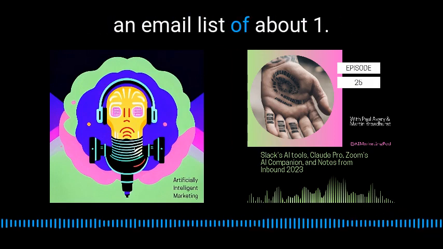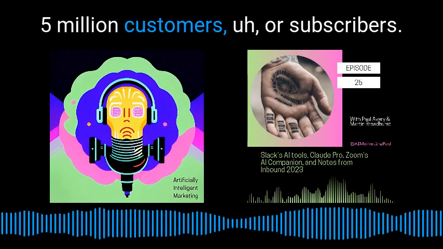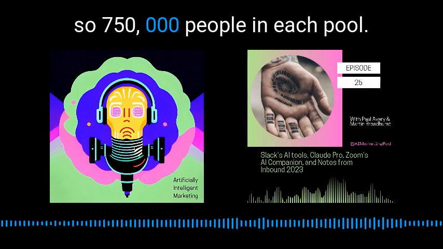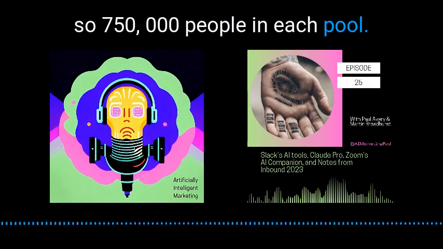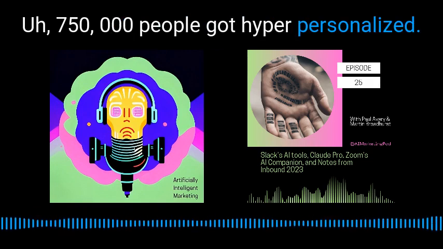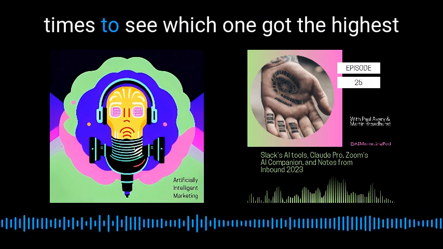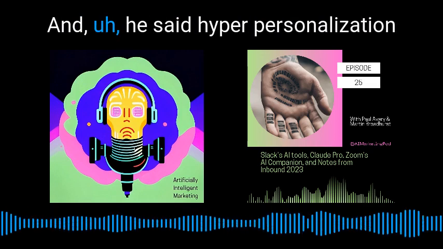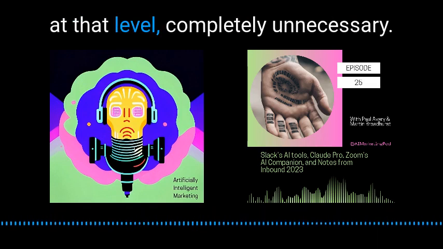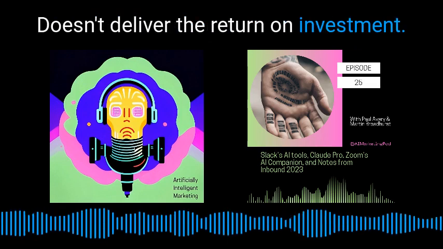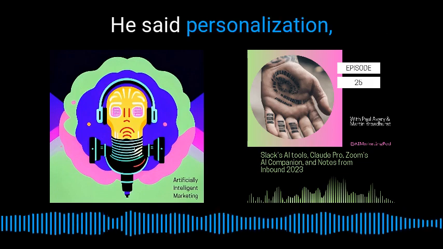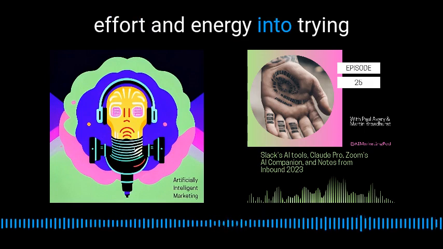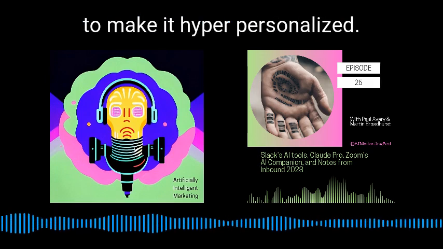And he said this was an email list of about 1.5 million customers or subscribers, split it down the middle. Some people got the generic and 50%, so 750,000 people in each pool. 750,000 people got hyper-personalized. And he said they ran this experiment 4 times to see which one got the highest uplift and the highest conversions. And he said hyper-personalization at that level, completely unnecessary, doesn't deliver the return on investment. He said personalization, standard personalization that we're already doing is fine. You don't need to put the time, effort, and energy into trying to make it hyper-personalized.